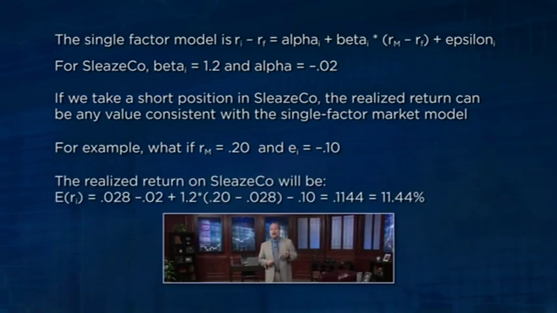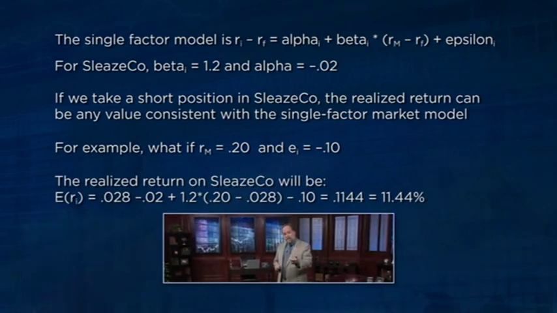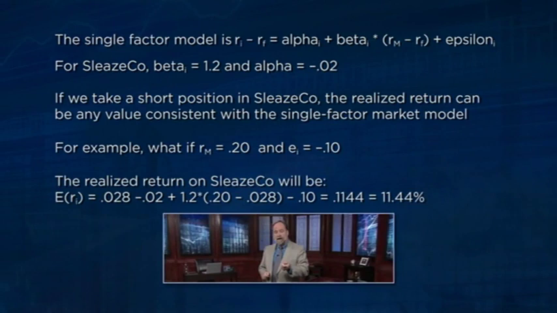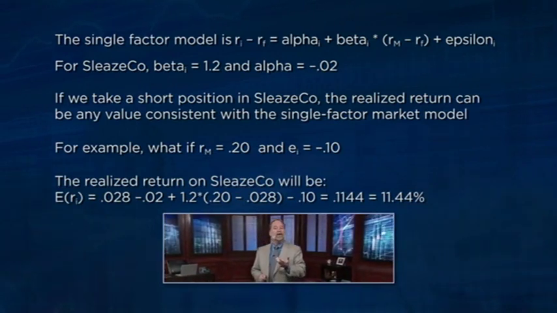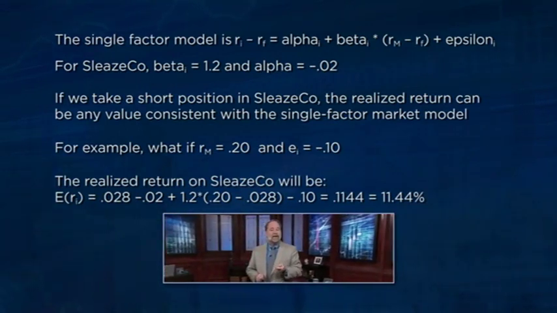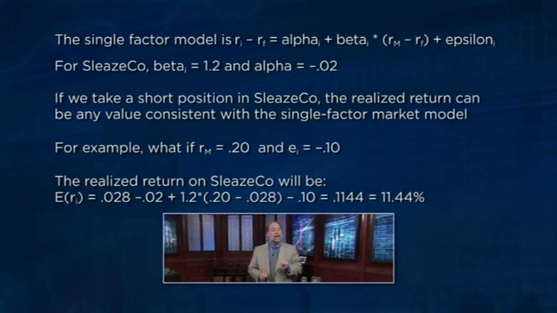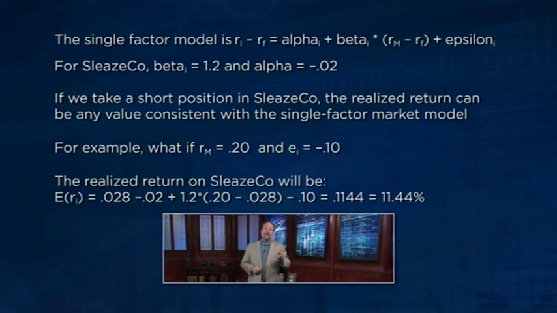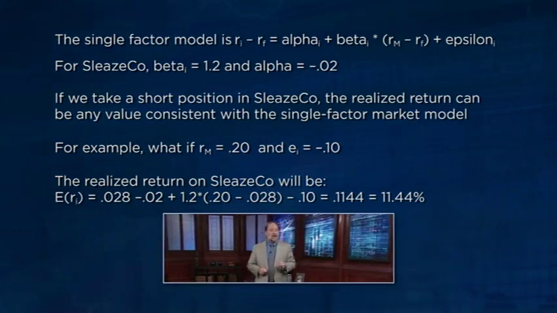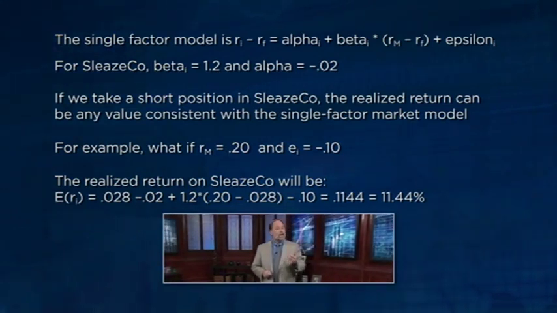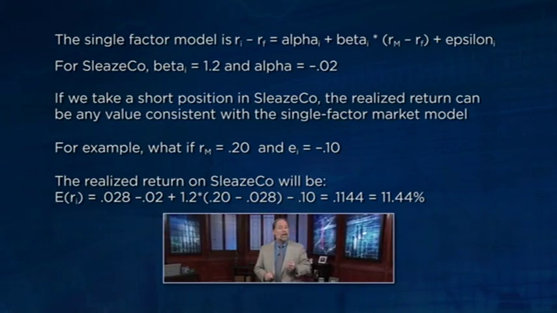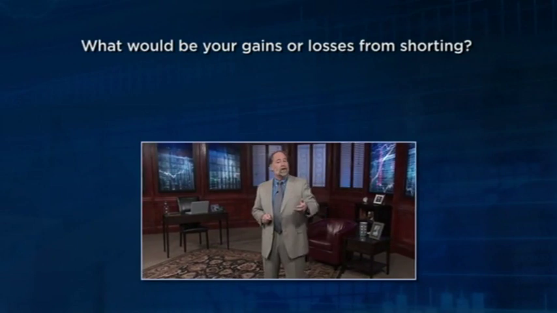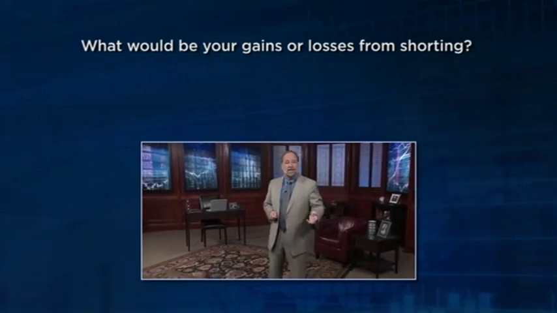It's going to be the risk-free rate of 2.8% minus the alpha of 2% plus 1.2 times what? The difference between the market and the risk-free rate, that's 20% minus 2.8%. And then we add the negative idiosyncratic term of negative 10%. That gives us a realized return of 11.44%. What would be your gains or losses from shorting in this case?